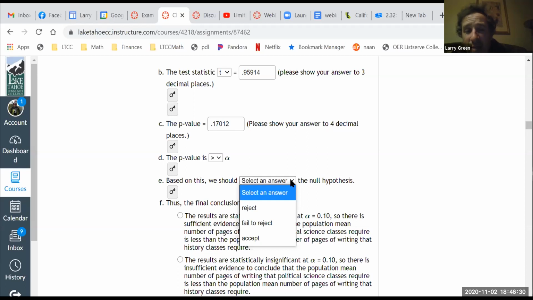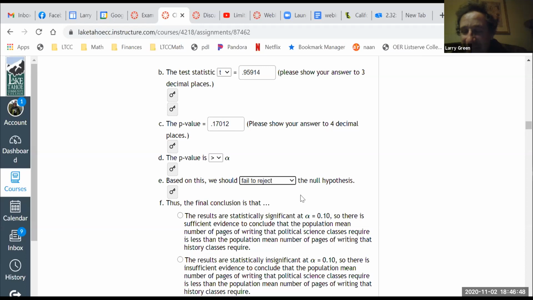Yeah, fail to reject. By the way, when would you choose accept? What would it take for you to choose accept? Yeah, it would probably take a lot of money, actually, or a lot of booze. But basically, don't do it ever. We fail to reject in this case. You either fail to reject the null hypothesis or you reject the null hypothesis. You do not accept the null hypothesis.